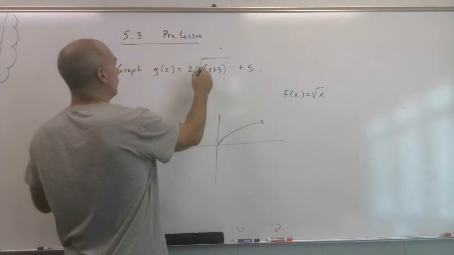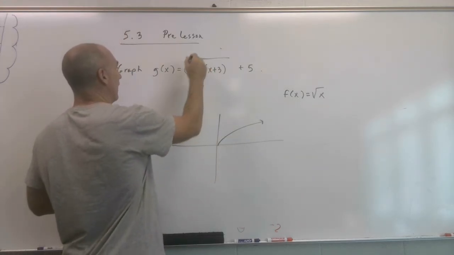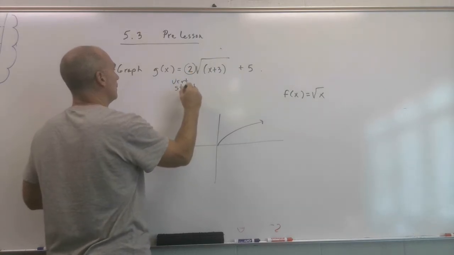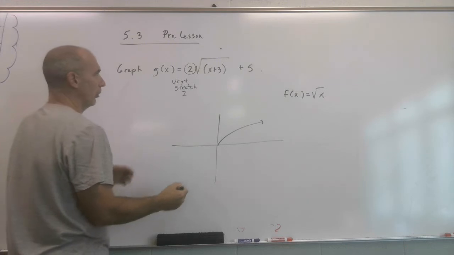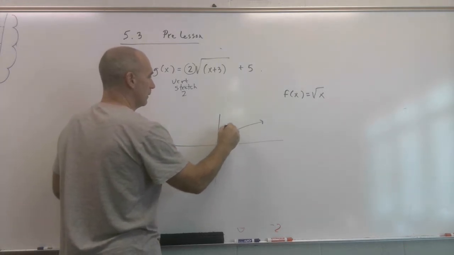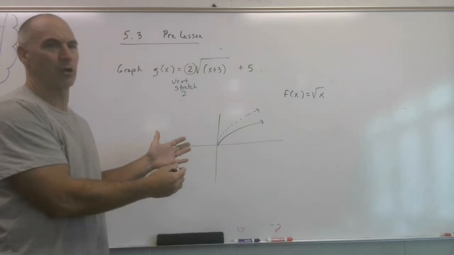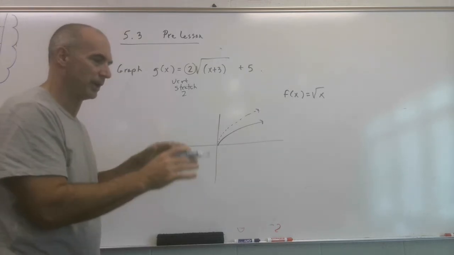So now, one thing at a time, what does that do? Well, it's a vertical stretch by 2. So what would that be? It'd go up twice as fast. Now, is that a perfect drawing? No, but it gets the job done.